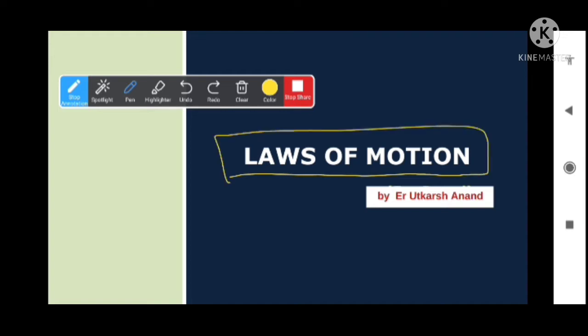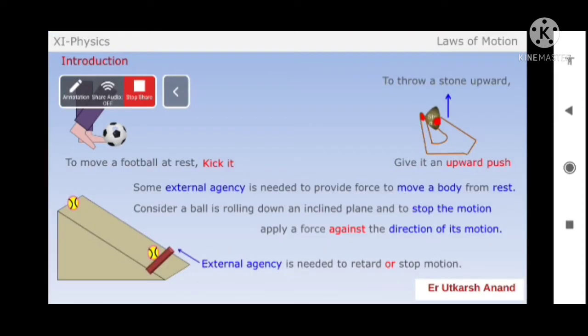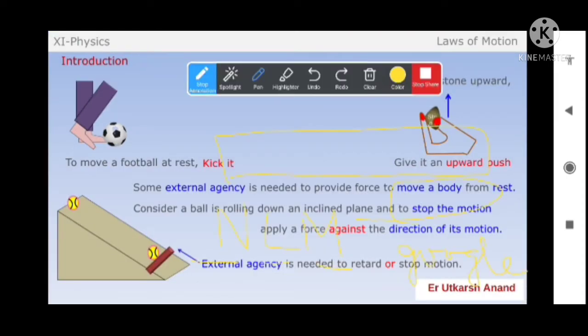of motion. This is also sometimes called NLM. It means Newton's laws of motion. And this is me, Engineer Utkarsh Anand. For more info about me, you can please Google me. Now, let us move on to the contents of this lecture.